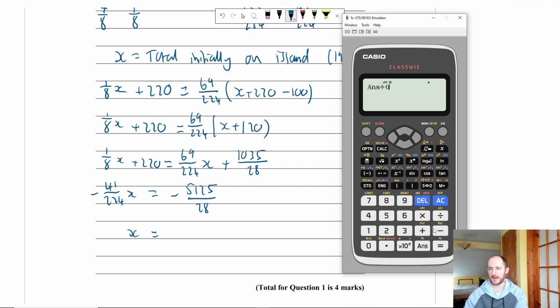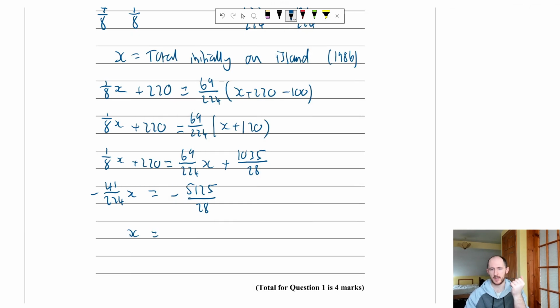So I'm going to put this in brackets because don't forget, calculators are a bit dumb. They don't really know what you're doing. So if you put it in brackets, you force it to work out this first, then divide it, which is what we want. That's what I'm intending. Gives me 1,000. Perfection. So there were 1,000 people initially on the island.